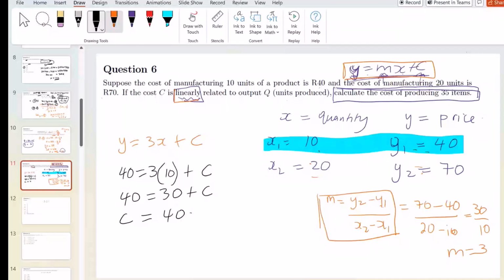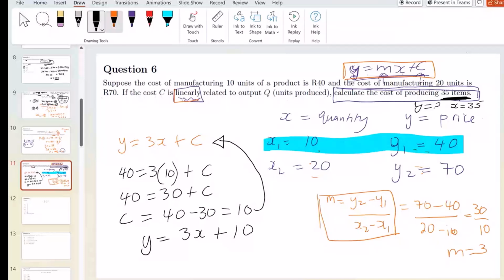This is the function, but remember, you were not asked for a function. You were asked to calculate the cost of producing 35 items. Remember, the items, the quantity, is x. They are looking for the cost. You are given that your x is equal to 35, and you need to find your y. So you have already identified your function.